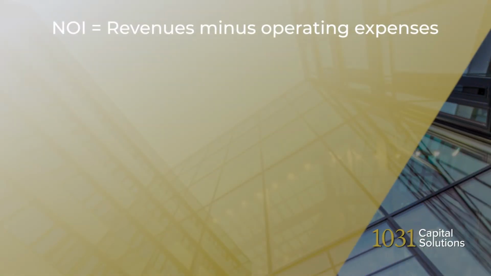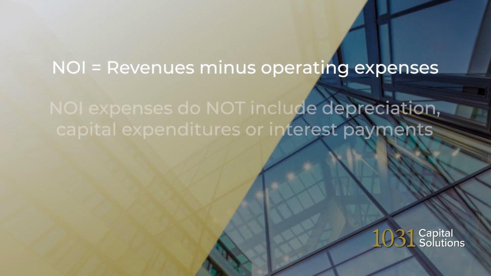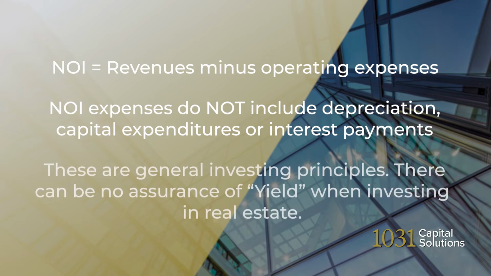In this module, we will continue our discussion from episode 1 regarding metrics for comparing rental property performance. Specifically, we'll explain the difference between net operating income and yield on equity. Let me point out that this discussion is intended to apply to all real estate investing and is not specific to private placements. So, let's start with net operating income, or NOI.